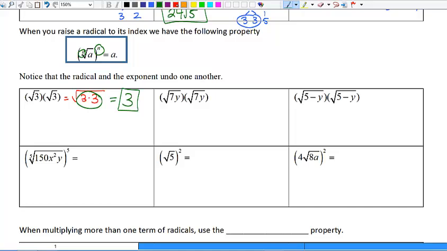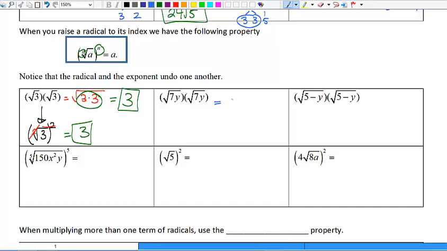One short way to do this, if you applied the rule, root 3 times root 3, because root 3 is the same, you could have written root 3 squared. And because the little index is 2, the 2 index and the 2 exponent undo each other, and you're still just left with 3. Either way you want to think about it, you're still going to get the answer of 3.